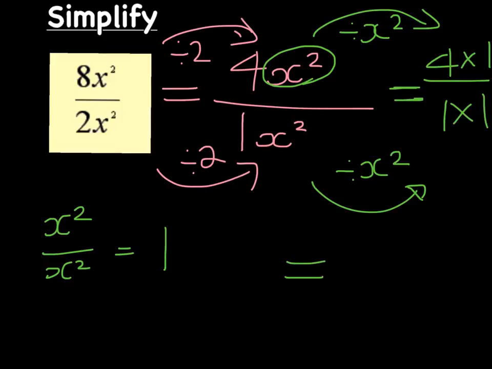And if we simplify that, on the top we've got 4 times 1, which is 4. On the bottom we've got 1 times 1, which is 1. We've now got 4 over 1, which simplifies to 4.